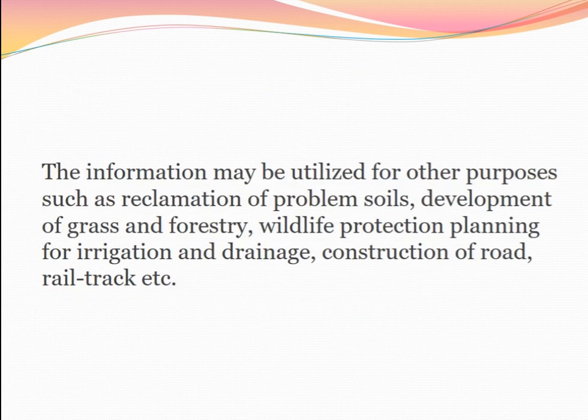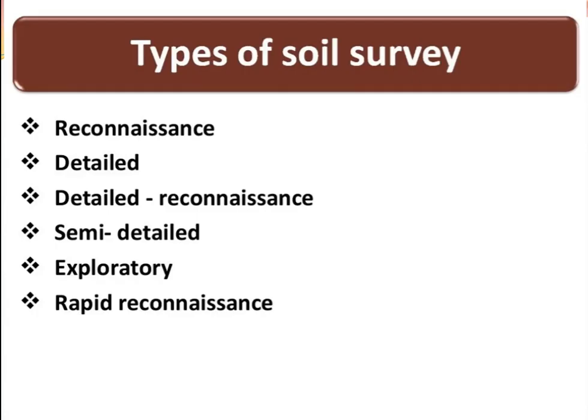This information may be utilized for other purposes such as reclamation of problem soils. Problematic soil means salt affected soils, acid soils, calcareous soils, and development of grass and forestry. Then wildlife protection, planning for irrigation and drainage, construction of roads, rail tracks, etc. This is where soil survey is used.